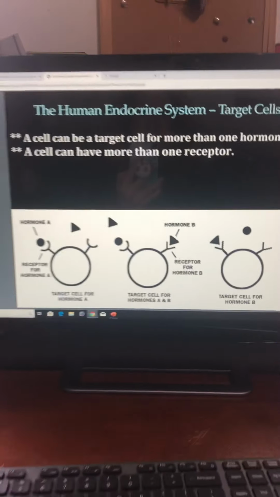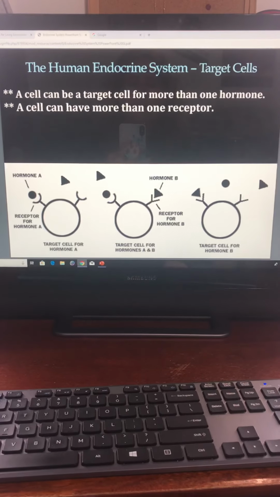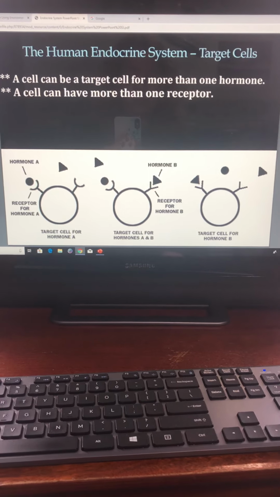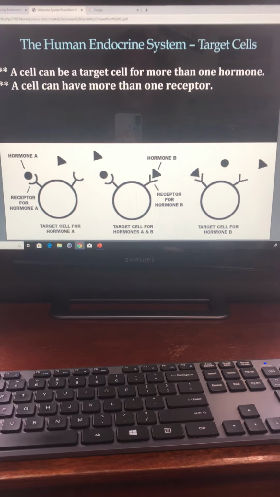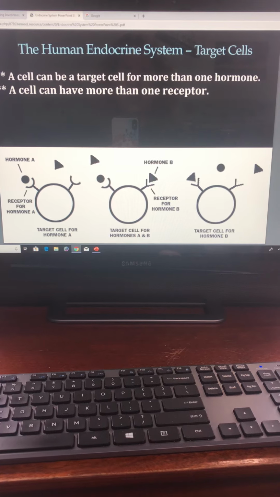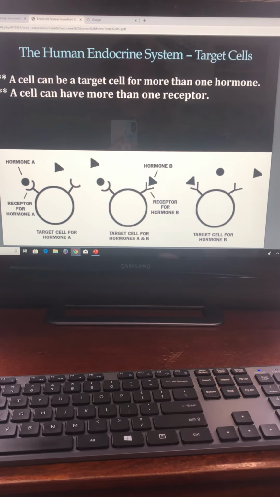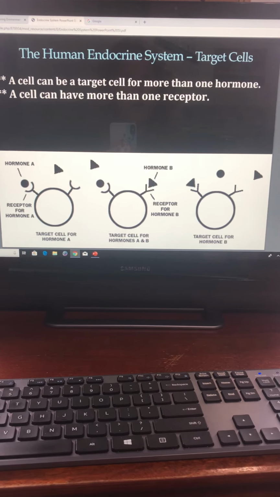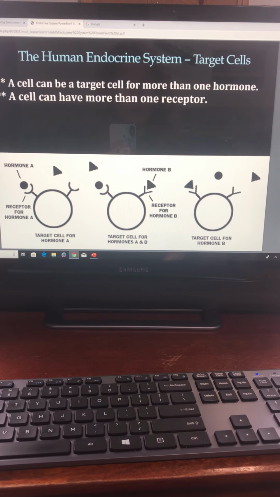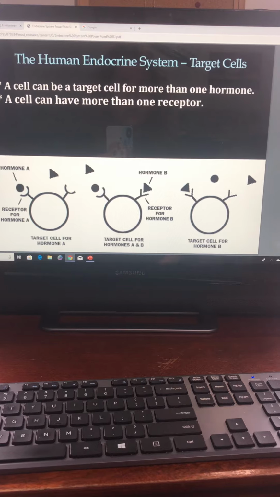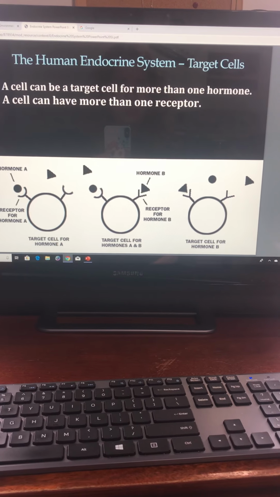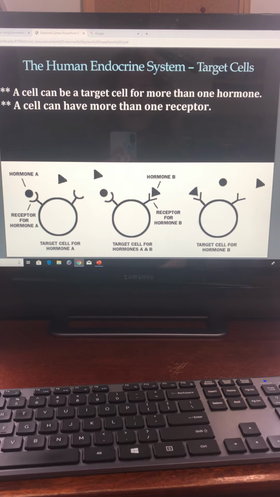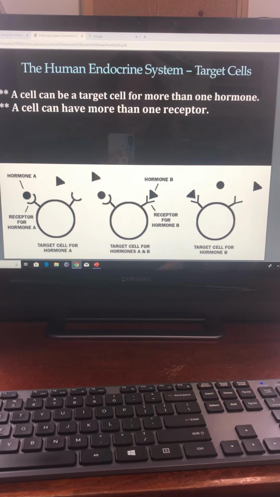Okay, on to the next slide. This is a picture of target cells with the hormone. So you could say target cell, target tissue. A cell can be a target cell for more than one hormone, because we have a ton of hormones in our body, and obviously we have a lot of cells. So a cell can basically have one or more hormones bind to it, and it's because of the lock and key that it's able to do that.